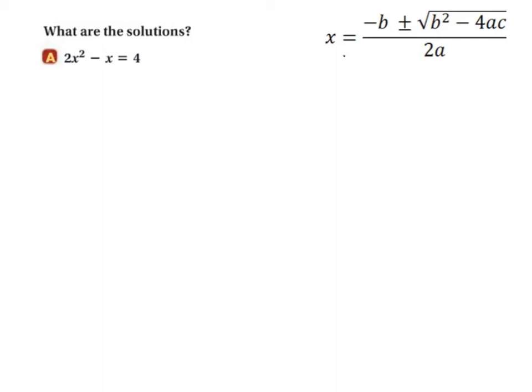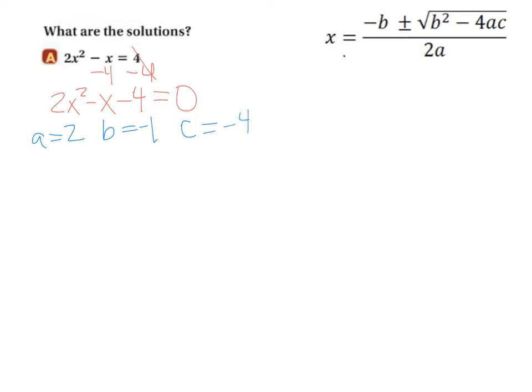Okay, so second example of this, remember we are using the formula. I need to take my equation and make sure it's in standard form. So right now I need to move the 4 over to the left side. I'm going to do that by subtracting 4. So I end up with 2x squared minus x minus 4 is equal to 0. And so my a, b, and c are 2, negative 1, and negative 4.